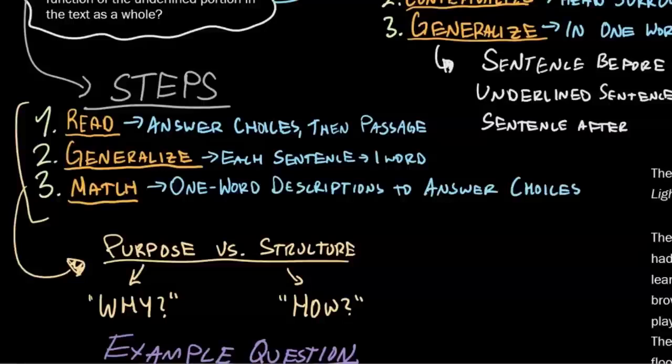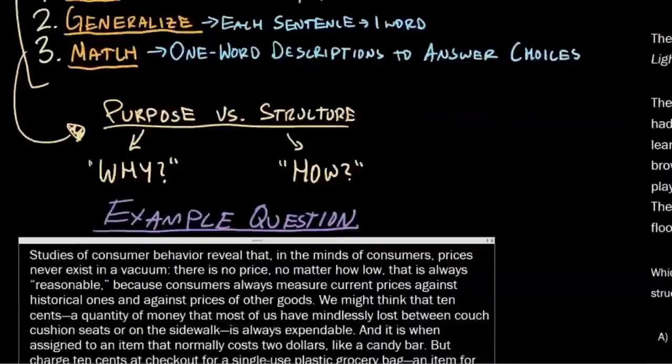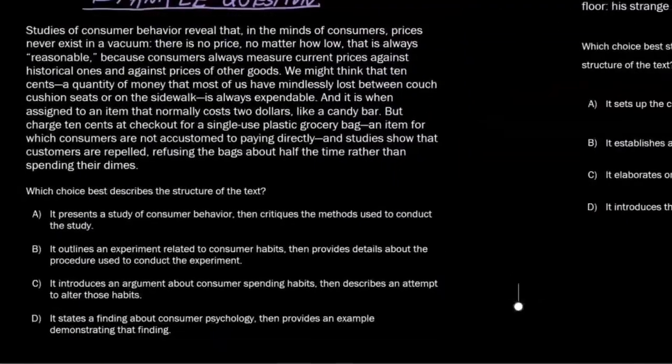Now we're also going to go over one little technicality here. If you have a question that asks for the purpose, that is the why. Why is the author writing this? What reason does the author have of giving this information to you? Why is this author including this sentence or that sentence? The structure is the how. How is the author working to convince you of something? How is the author telling their story? All right, so let's look at an example question here.